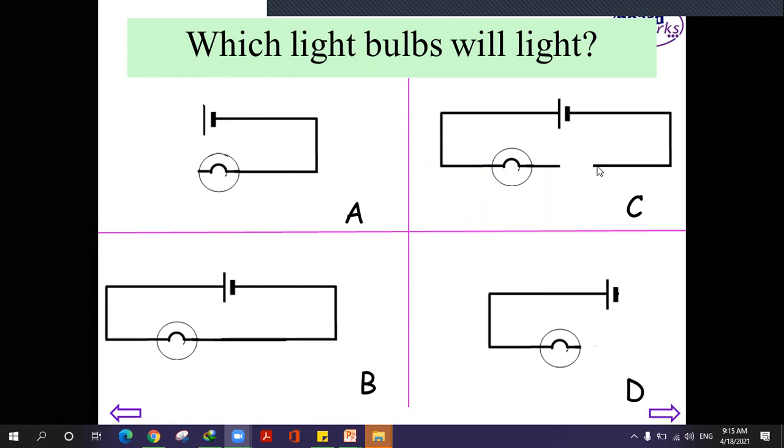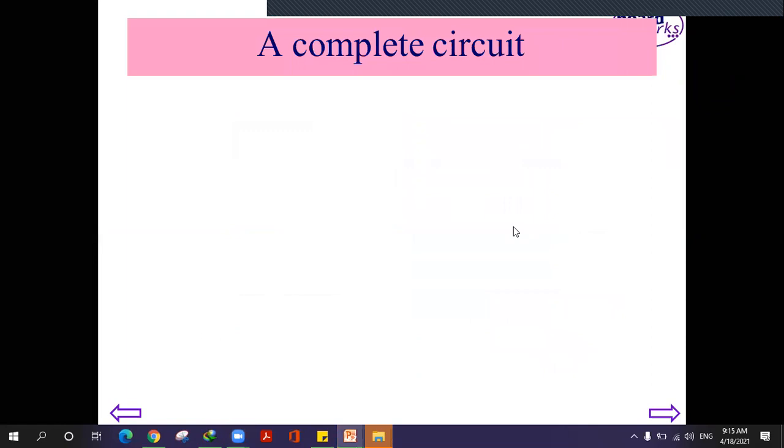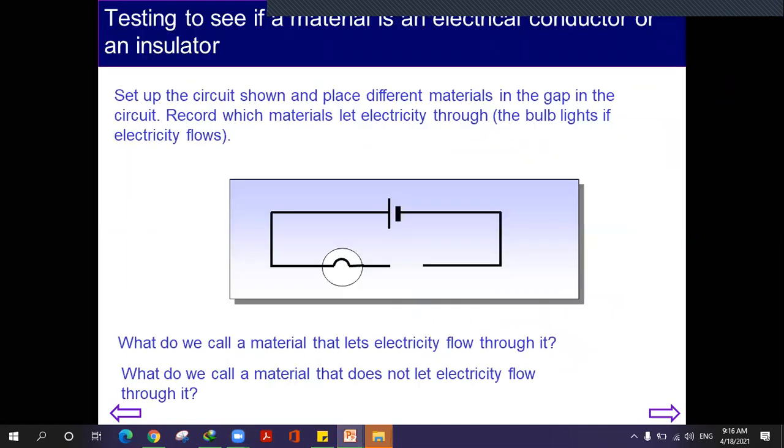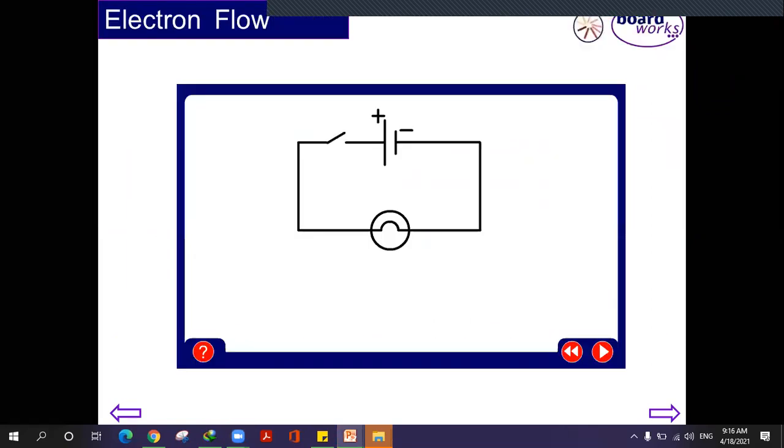But in A, C, and D, we have gaps, like they are not even connected by a wire. Well done. Thank you so much. Now, this is a complete circuit. And here we have another shape or another sample that we added to the circuit.